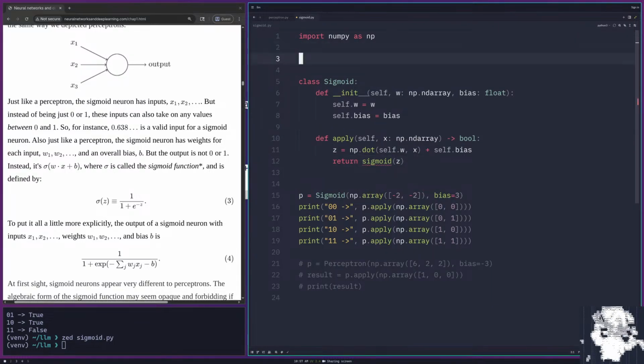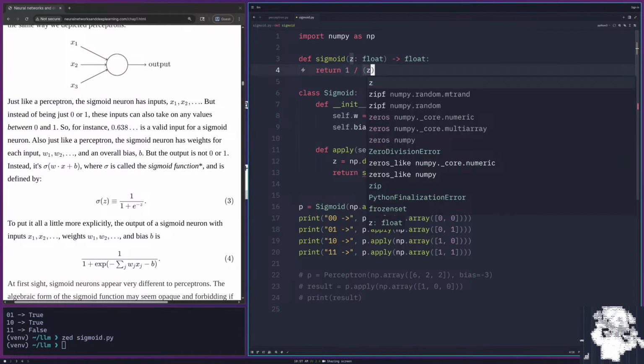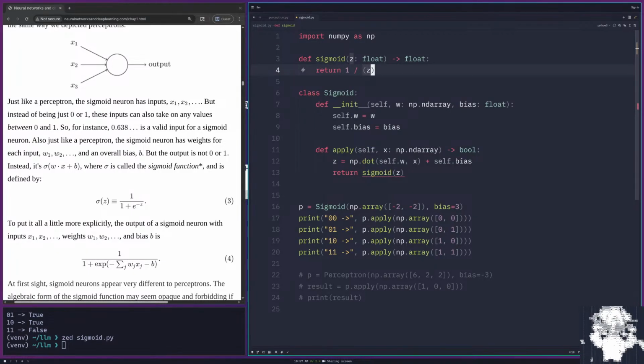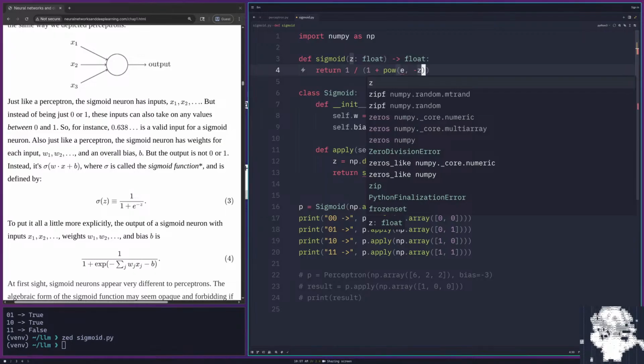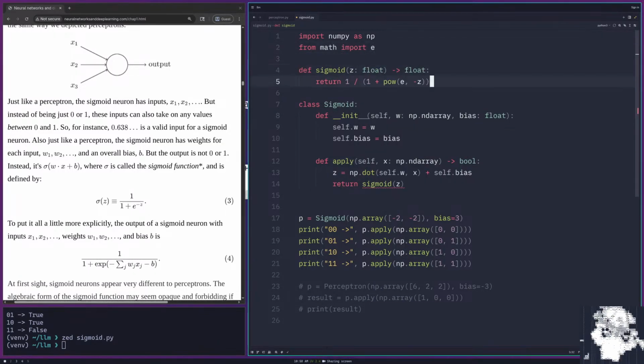And now let's def sigmoid of z, which is a float, and that returns a float. Return 1 over 1 plus e to the negative z. So power of e negative z. And from math import e. Yeah, there you go.